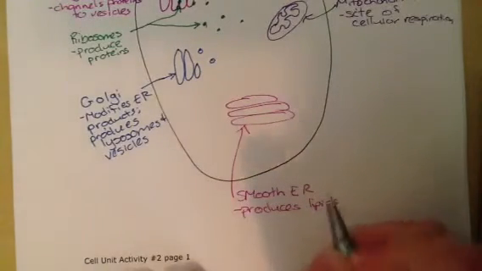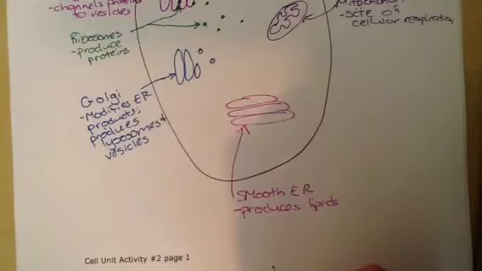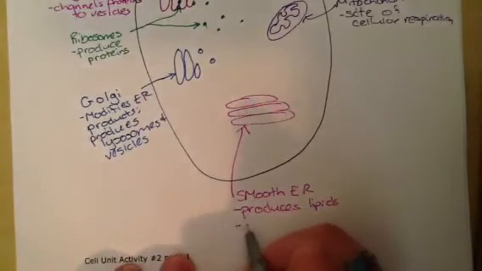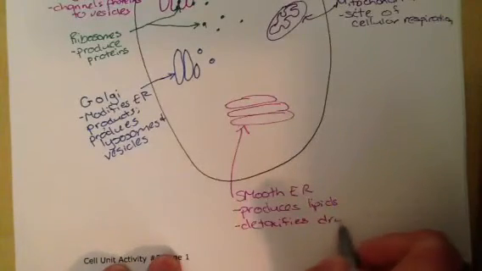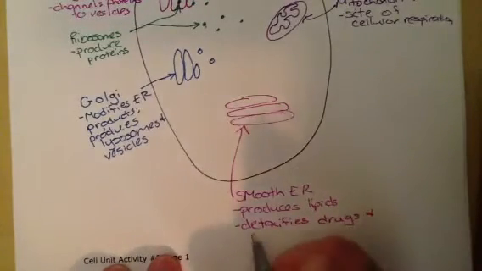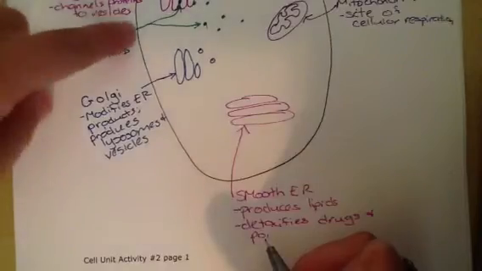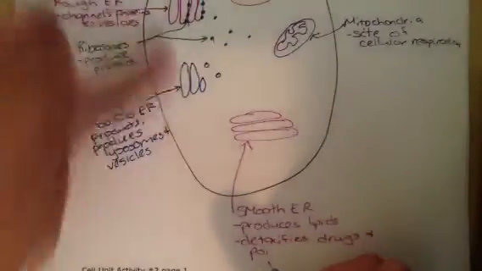So all the phospholipids for your membrane, steroid hormones, any kind of lipids. And it also detoxifies drugs and poisons that get into a cell. So really, the rough ER has to do with proteins, and all this stuff has to do with proteins.